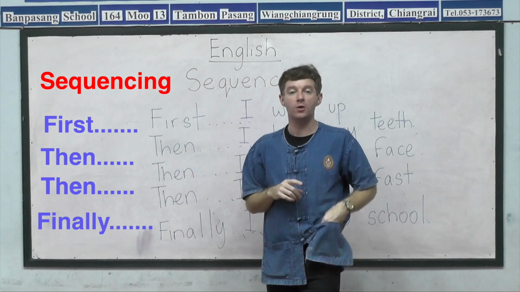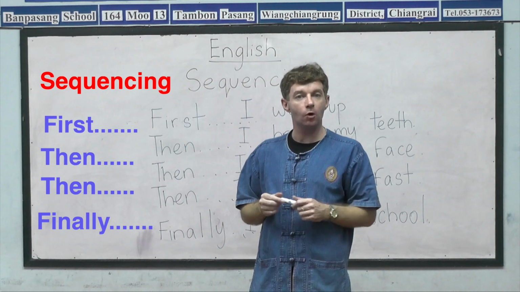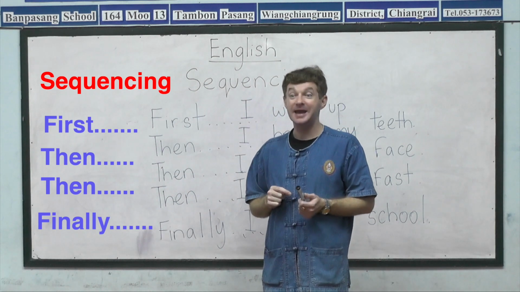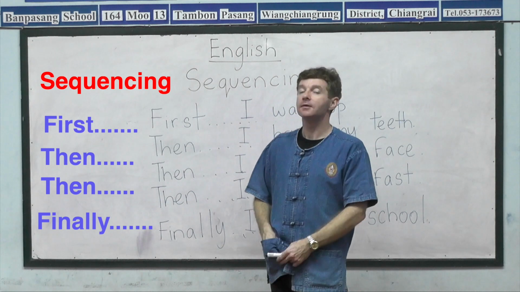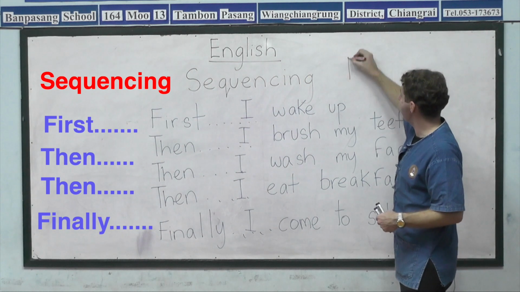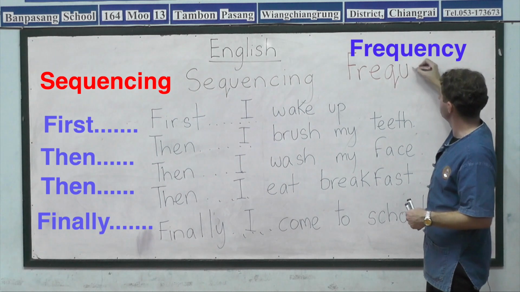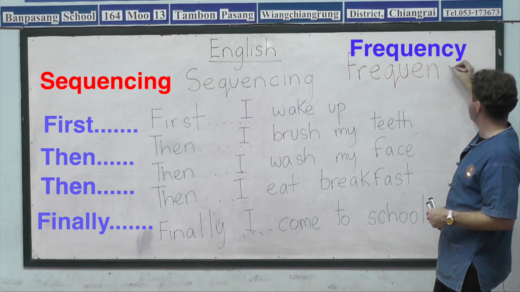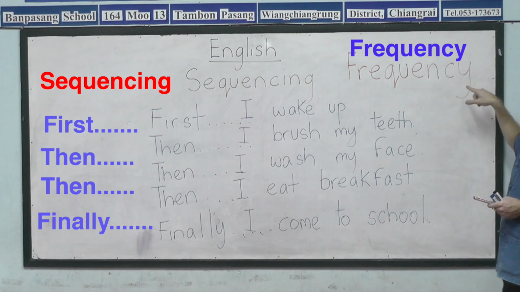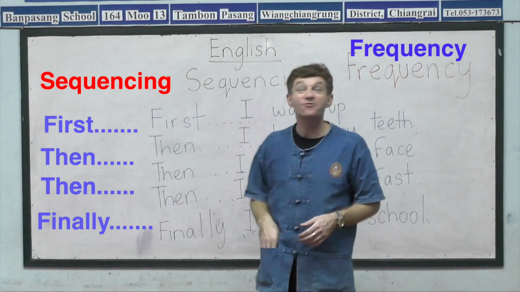And this is what we call when we describe the amount of times we do something. This is called, are you ready, guys? Frequency. Yes, let me write this word on the board. We begin with the spelling. F-R-E-Q-U-E-N-C-Y. So let's practice again. Frequency.